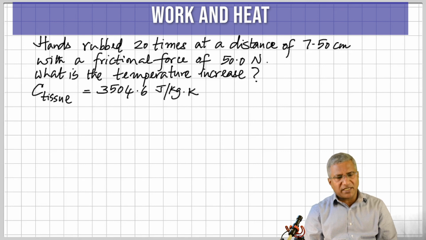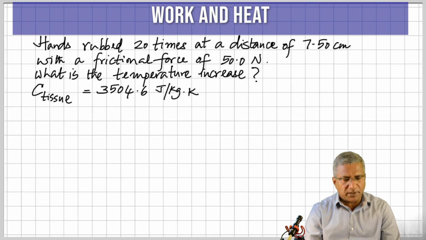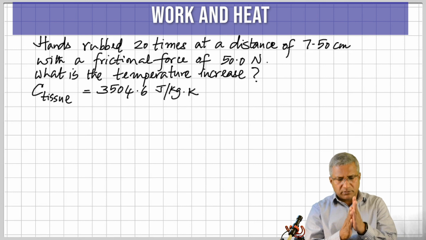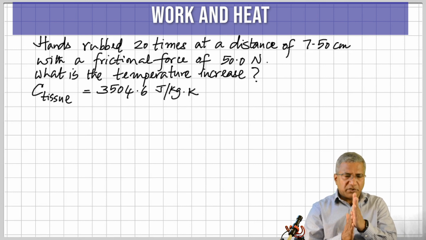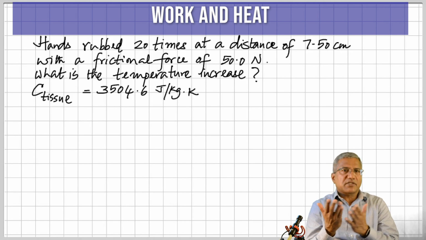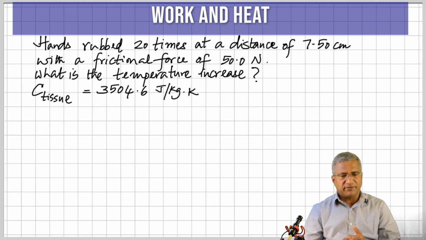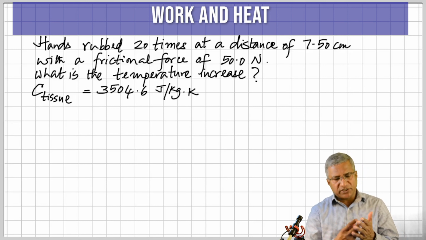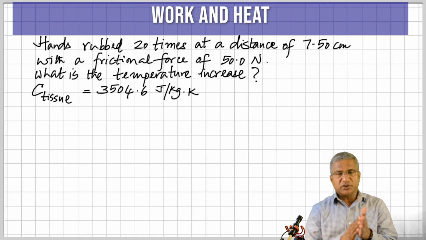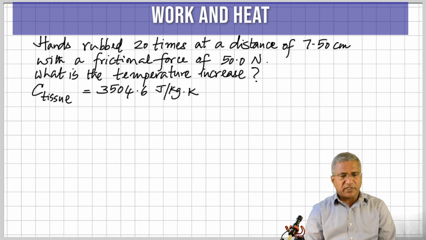So here, hands are being rubbed 20 times at a distance of 7.50 centimeter. You move it 7.50 centimeter, 20 times. And there is friction, obviously, which is why heat is produced. Friction is given. What is the temperature increase? And the specific heat of the tissue is given, and we all assume that no heat is lost to the atmosphere. So the specific heat of the tissue is 3,504.6 joule per kilogram Kelvin.